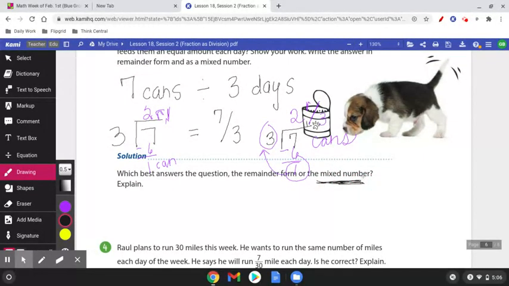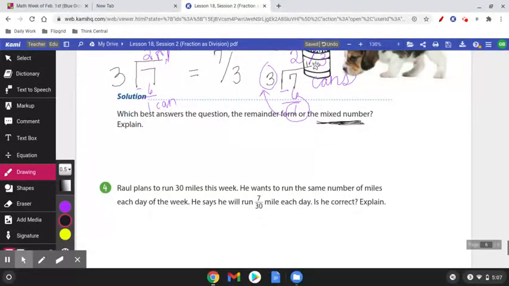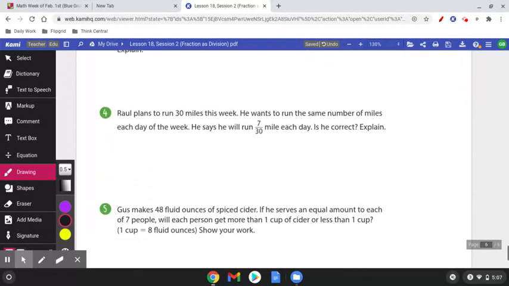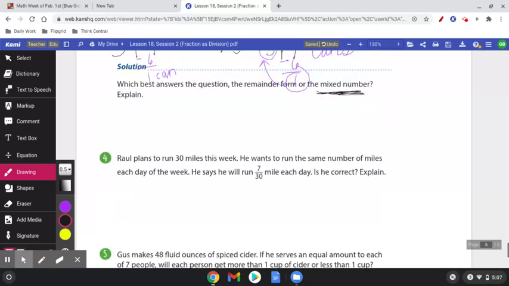So if you have something that can be divided up equally, do it. Cookies, cans, things like that, money. But not everything can be divided. Sometimes you just have something left over. Number 4 says Raul, and make sure, by the way, you write the answer right here.